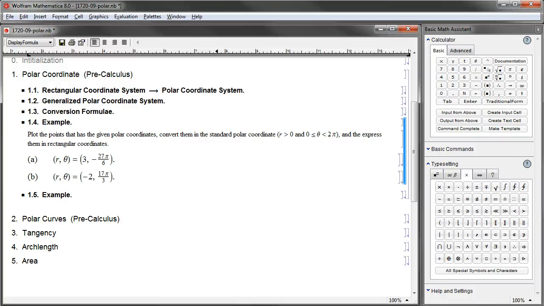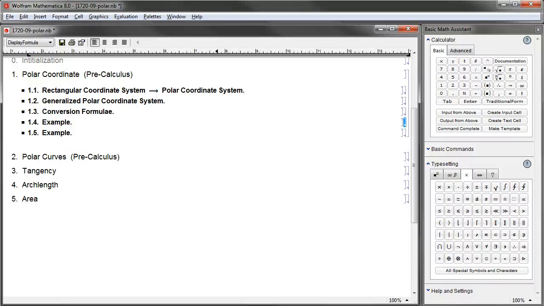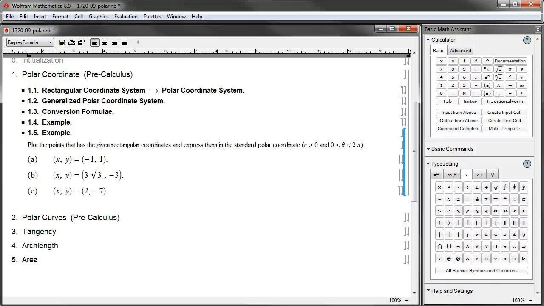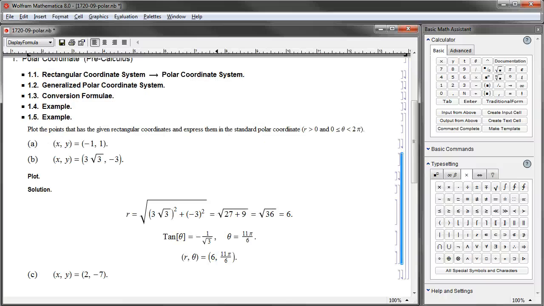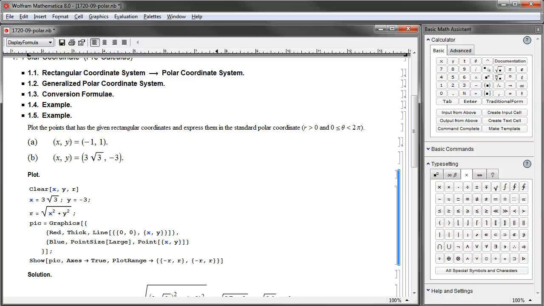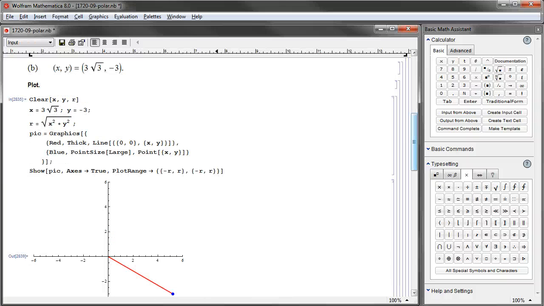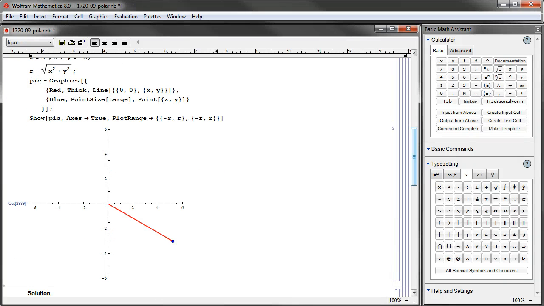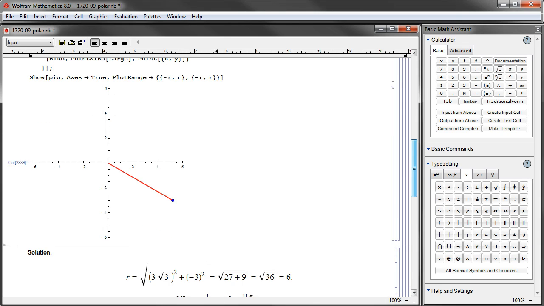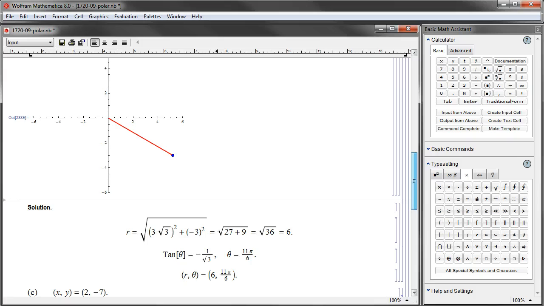First set of problems, conversion from r, theta to x comma y, that's too trivial. These are better. For example, how do you convert 3 square root of 3 comma negative 3? Here's a picture. And looks like the angle is, let's say, negative 30 degrees, negative pi over 6. And then you can use negative pi over 6. Oh, I decided to use 11 pi over 6. That's okay too. Depending upon that, you get the r value.